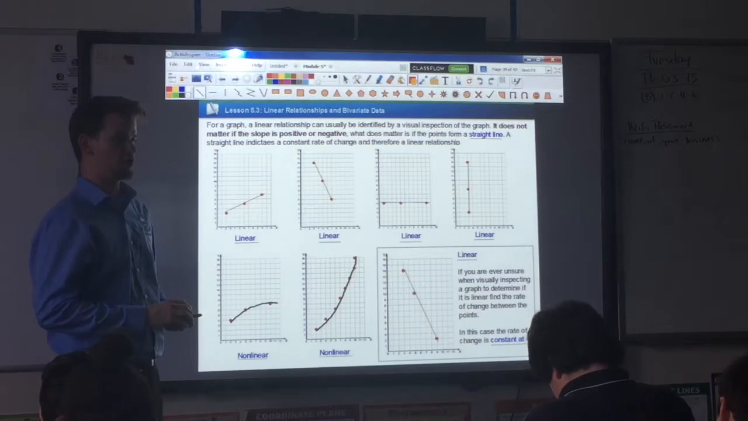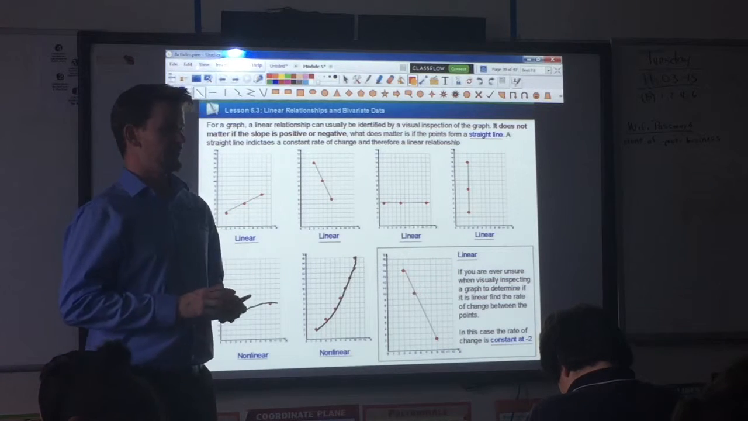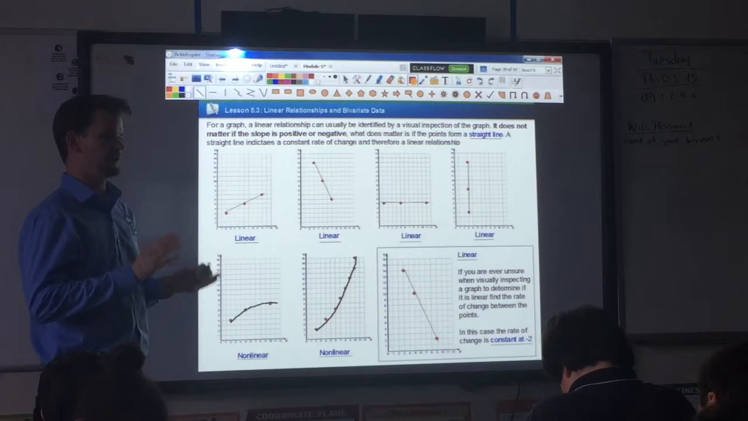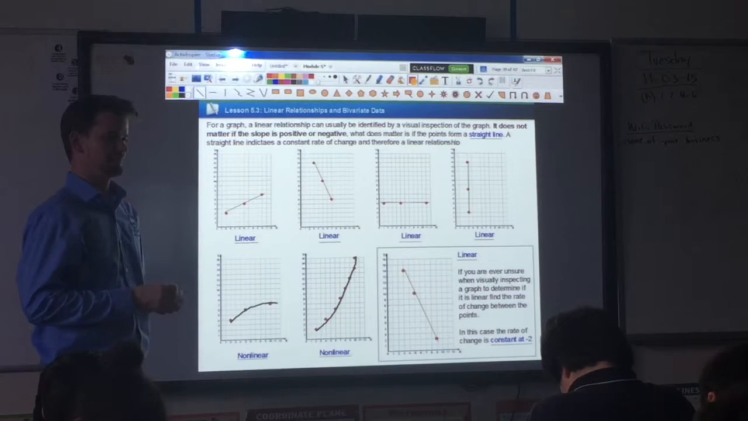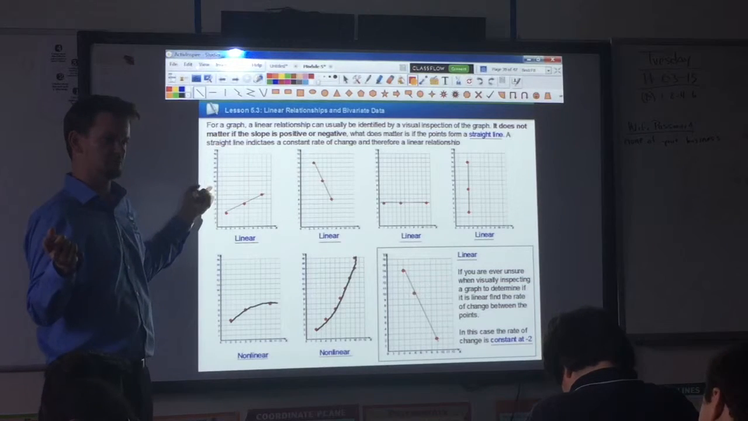So if you're ever unsure, if it's not an obvious curve or an obvious straight line, simply find the rate of change between the points. If it's constant, linear. Non-constant, non-linear. Yes? Can you just use the slope formula? That's what we did before, right? The constant rate of change is the slope formula, yeah.